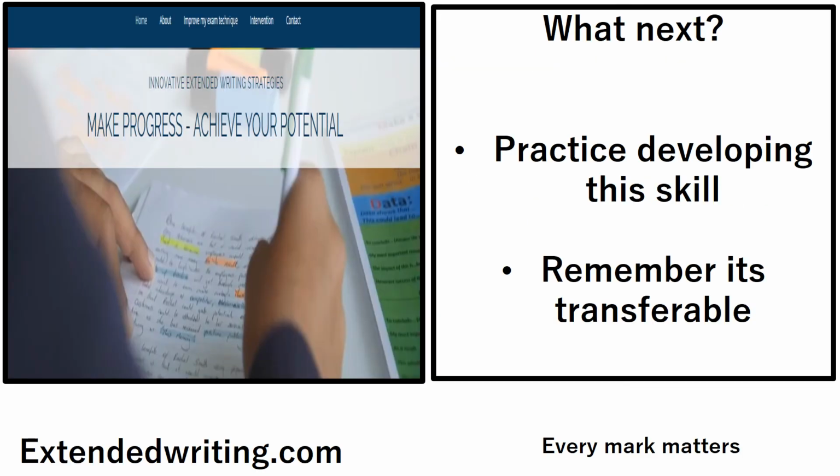Okay, so now you can see how to structure your answer. It's really important that you practice this skill, and remember, it's very transferable. The way you answer in biology will be the same as chemistry and the same as physics. So make sure you practice, and good luck in your exams.